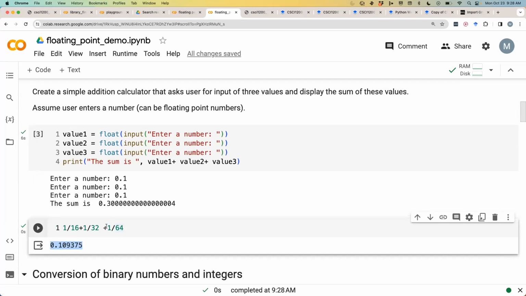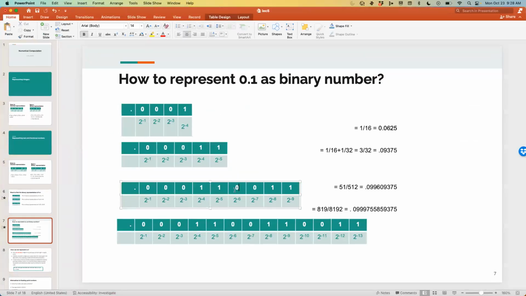This is more than 0.1. So we know we can't add 1 over 64. So that's why we can't put 1 here. It has to be 0. If we put 1 here, the sum of this will be more than 0.1. So I have to make it 0. Now the same thing, I try the next element. If I put 1 here, it's already more than 0.1. So I know I can't put 1 here. So it has to be 0.